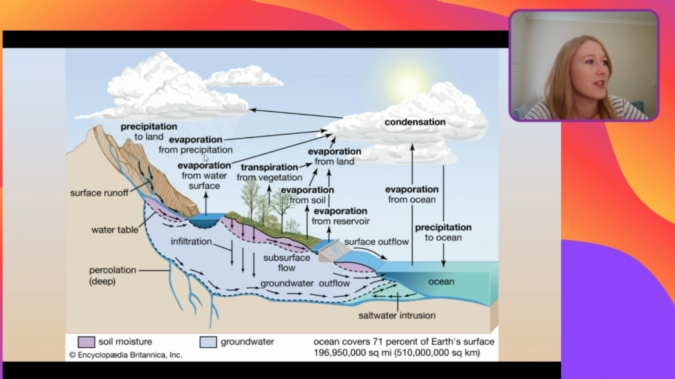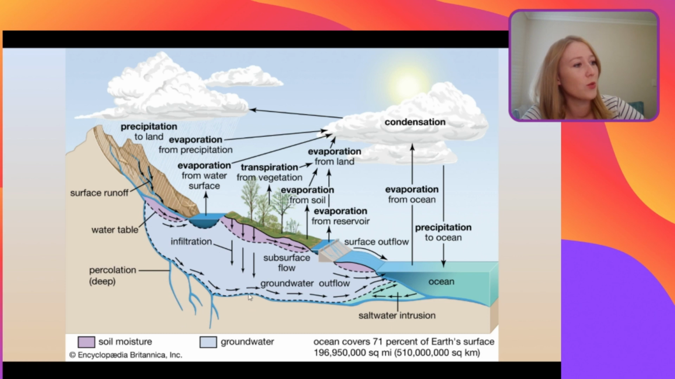We have some interception, let's say from trees over here. We've got some trees that could actually slow down and catch the water as it rains. We have some water that's infiltrated into the ground. Percolation is where it sinks even deeper.